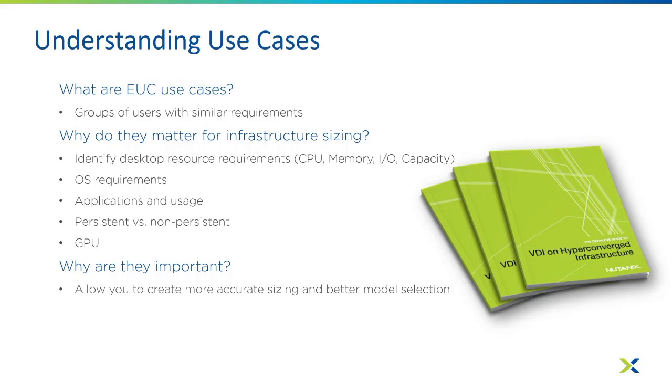So these matter for infrastructure sizing, because if I can group these together as a certain use case, then I can create a sizing specific for that application set, or a sizing specific to those desktop resource requirements. So they are important because they allow us to create a more accurate sizing, which in turn results in a better model selection. So a better selection of the nodes that build that Nutanix cluster.